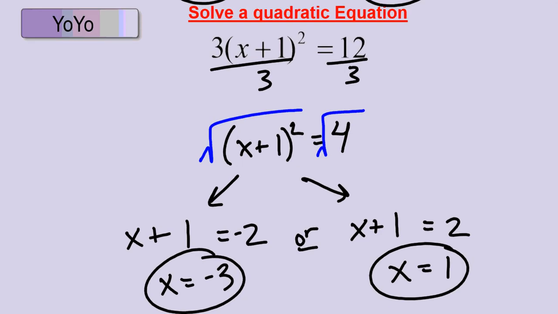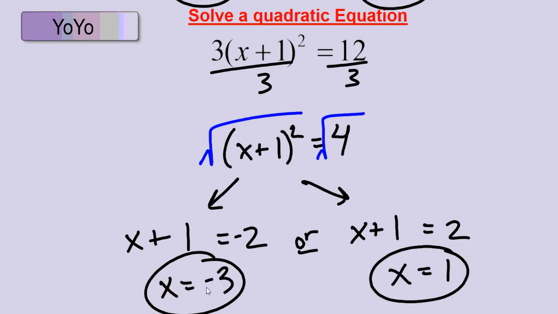Go ahead and check. Let's check one of them. Let's check negative 3. Negative 3 plus 1 is negative 2. Negative 2 squared is 4, and 4 times 3 makes 12. It works. You can check with the 1. It will work as well.